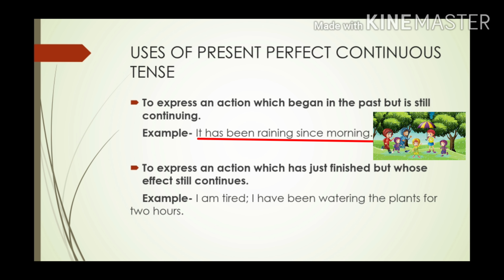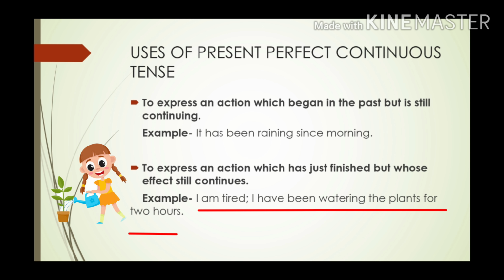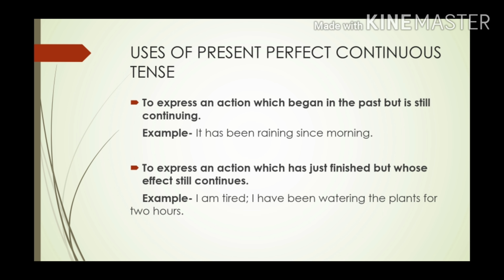Secondly, we use present perfect continuous tense to express an action which has just finished but whose effect still continues. Let's take an example. I am tired. I have been watering the plants for 2 hours. Here, the work of watering the plants is finished, but its effect, that is the tiredness, is still in progress. So it is present perfect continuous tense. So this was our present perfect continuous tense. Let's recapitulate it. Present perfect continuous tense denotes an action that started in the past but is still going on at the moment of speaking.